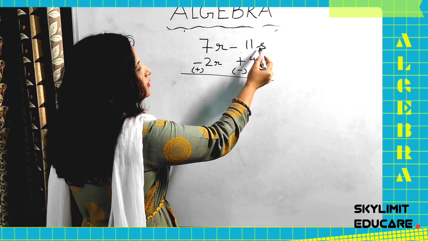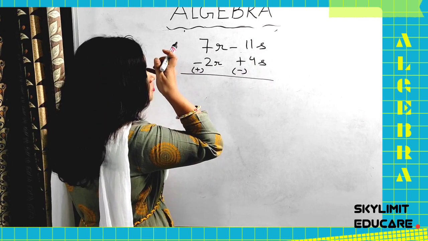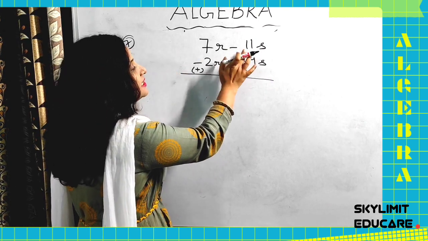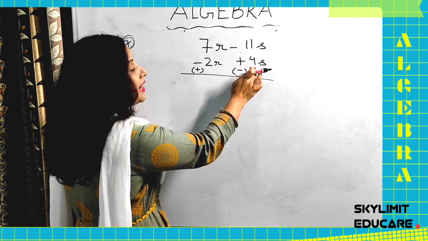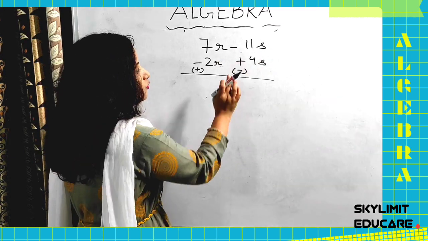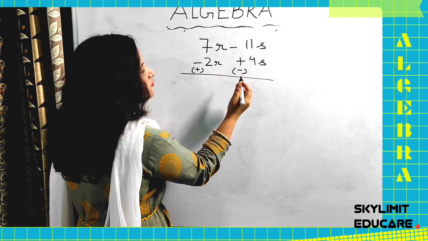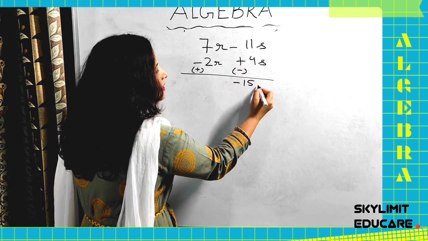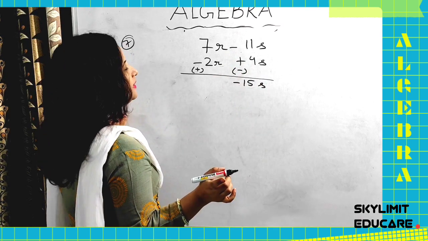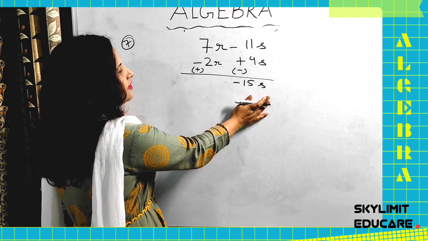Subtract it. Both are like terms. So now you see what is the sign of 11? Minus 11. What is the sign of 4 now? Minus 4. Not plus 4. So minus 11 minus 4 is how much? Minus 15s. Very carefully do it please. Okay? Now minus 15s we have got here.